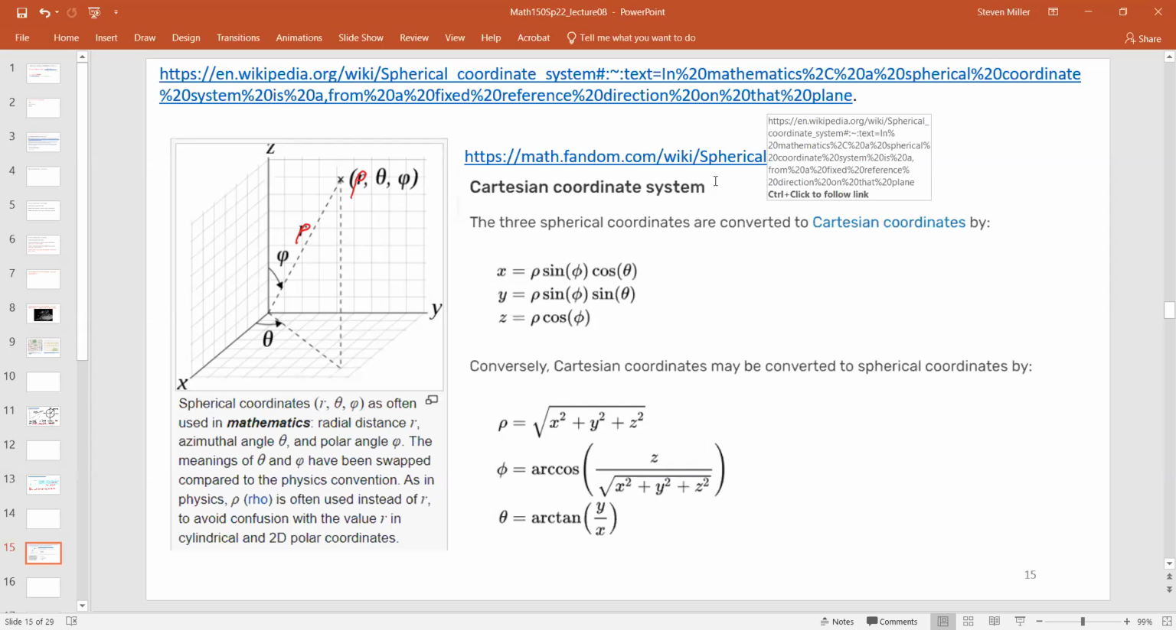Is there anybody here who is taking a physics class or has taken a physics class at Williams? Okay, have you done spherical coordinates?